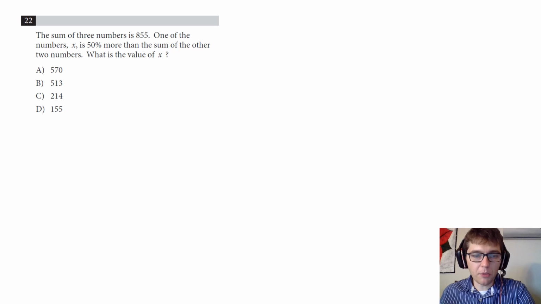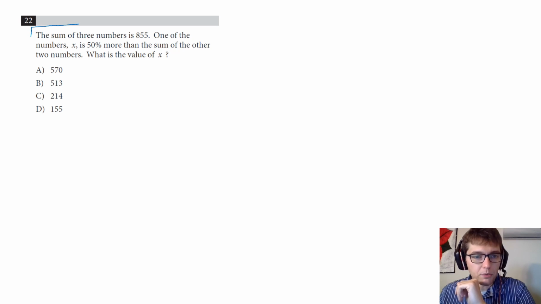Problem 22. The sum of 3 numbers is 855. One of the numbers x is 50% more than the sum of the other 2 numbers. What is the value of x? And all they're doing here is it's sort of a tricky way of defining a systems of equations problem where each sentence gives you a different equation in the system of equations. So let's break that down sentence by sentence.